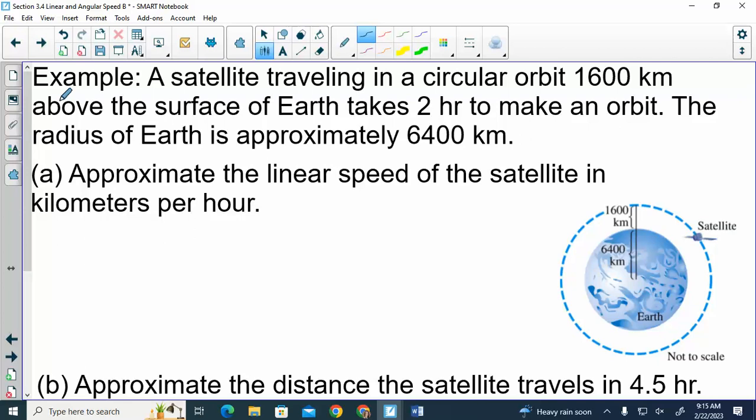A satellite traveling in a circular orbit 1,600 kilometers above the surface of the Earth takes 2 hours to make an orbit. The radius of the Earth is approximately 6,400 kilometers. Approximate the linear speed of the satellite in kilometers per hour. All right. So we know from here to the edge of the Earth is 6,400, and we're another 1,600 beyond that. So what can I find?